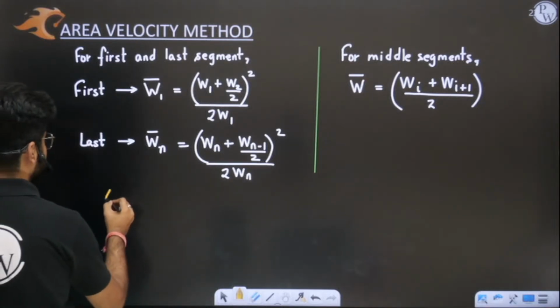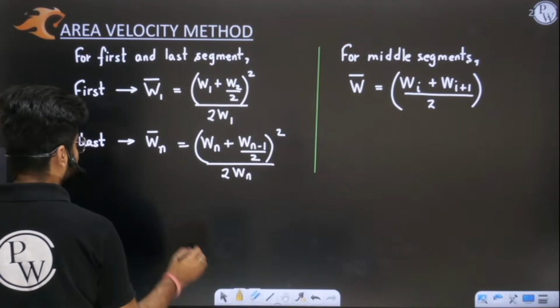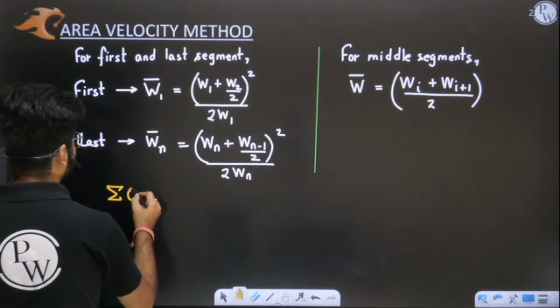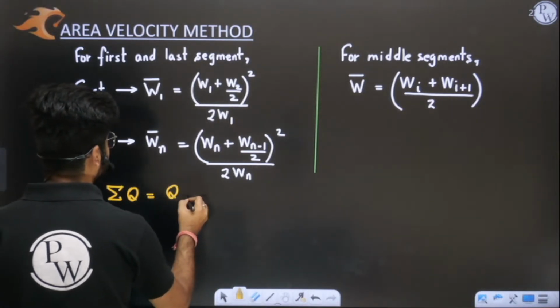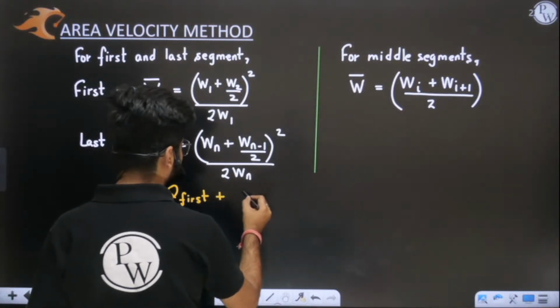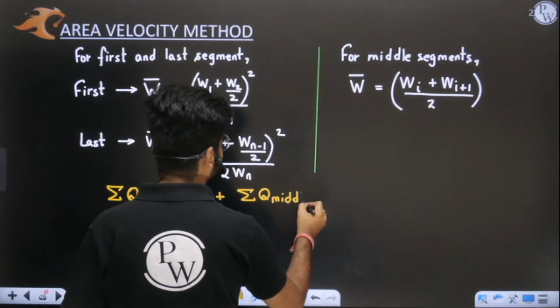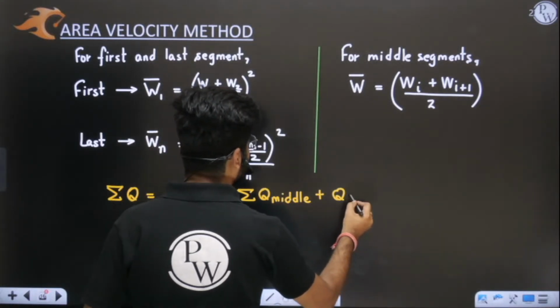At last, the total Q, summation Q, will be what? It will be the discharge for the first segment, the discharge for all the middle segments, and at last the discharge for the last one.